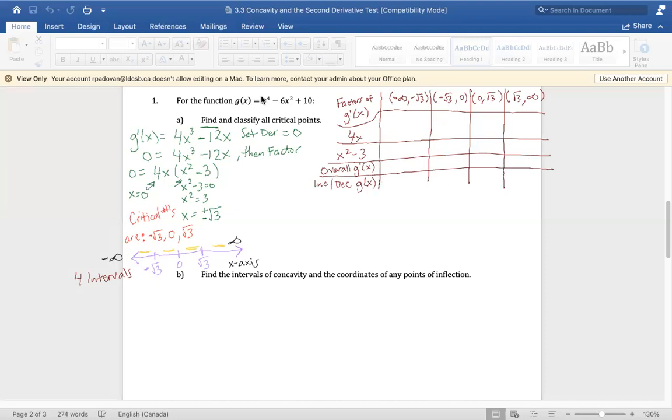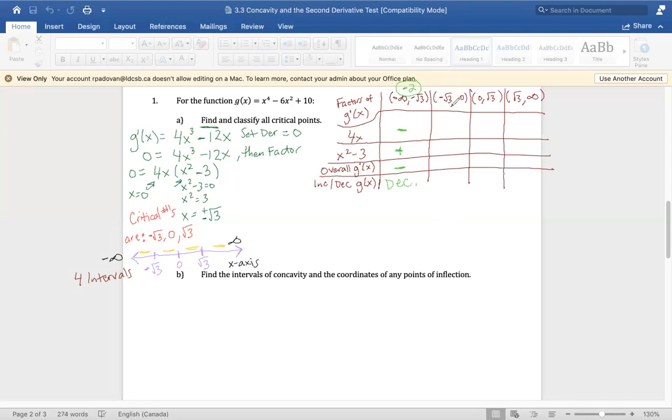Okay, so a value between negative infinity and negative 1.73. I would say negative 2; you could have picked negative 5, anything you want. 4 times negative 2 is negative 8. All I care about is that it's negative. Negative 2 squared is 4. 4 minus 3 is 1, so that would be positive. And negative times a positive is a negative. So therefore, I am decreasing over this interval.